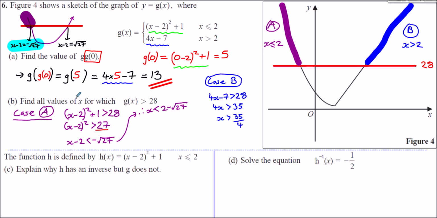So therefore the solution set is, therefore we need x to be, I'll change colour, x to be less than 2 minus root 27, or x such that x is greater than 35 over 4.